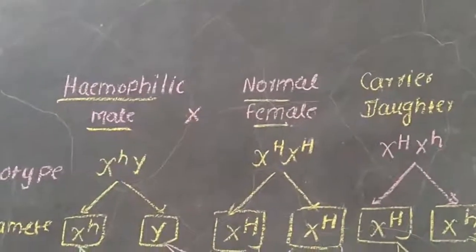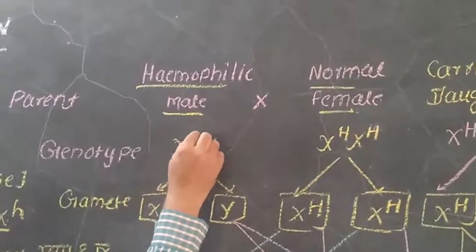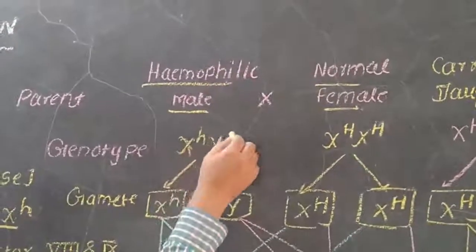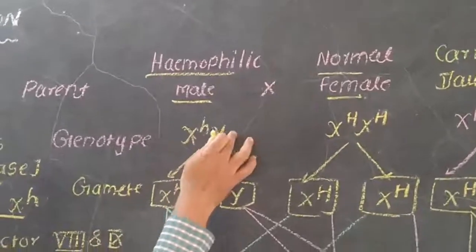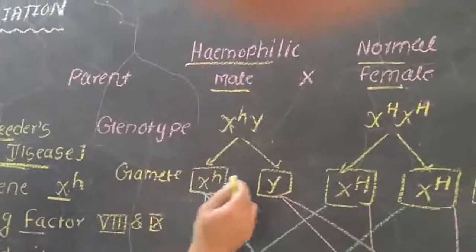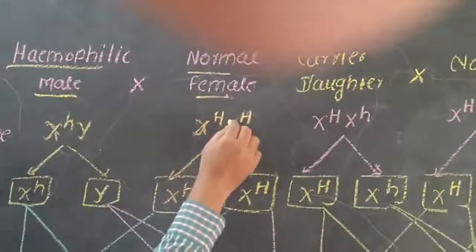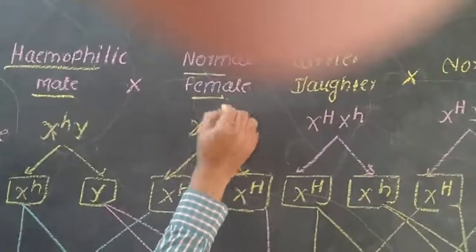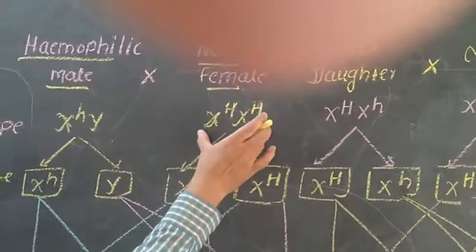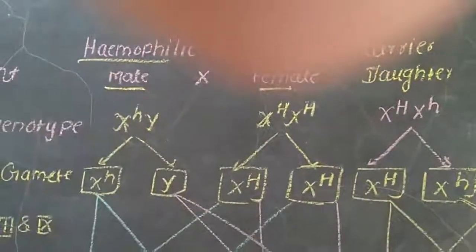Let us write the genotypes. On the X chromosome of the male there is the small h, the recessive gene, and on the Y chromosome there is no gene responsible for hemophilia. In the case of the normal female, the dominant genes will be present on both X chromosomes. So these are the genotypes of the normal female, and these are the genotypes of the hemophilic male.